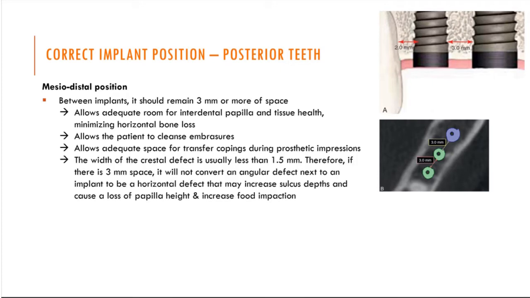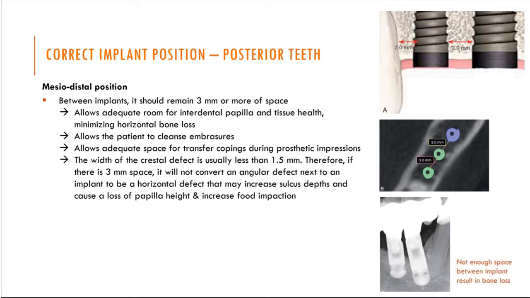The width of the crestal defect is usually less than 1.5 millimeters. So if there is a 3 millimeter space, it will not convert an angular defect next to the implant into a horizontal defect that may increase sulcus depth, cause loss of papilla height, and increase food impaction. These are examples of pictures when there is not enough space between implants, which results in bone loss.